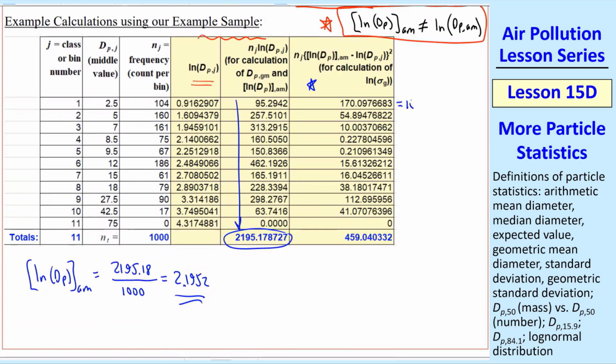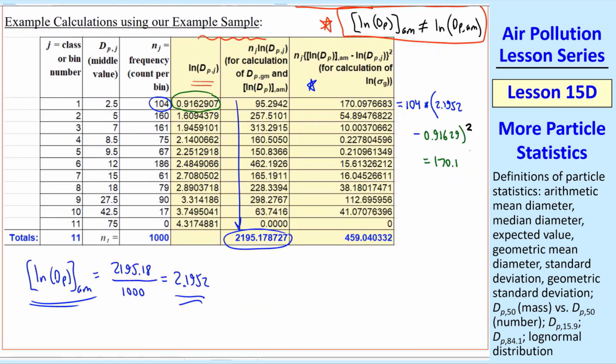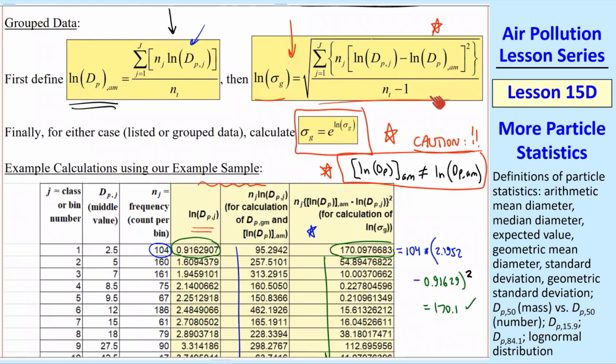So we have nj for the first row here, 104, times 2.1952, which is natural log dpam, which we just calculated, minus natural log dpj, which for this row is 0.916, squared. I get 170.1, which agrees with this. Fill that down, sum it all up, and then we use that with this equation.